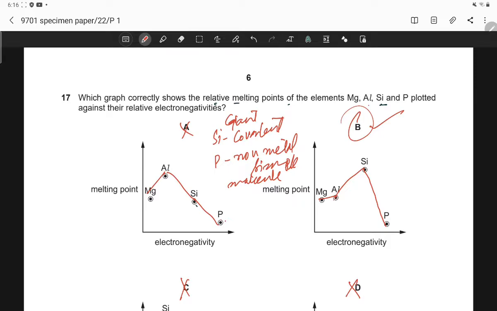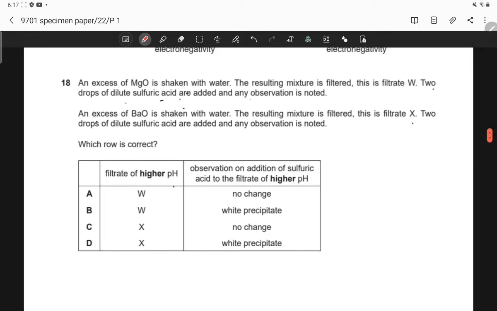aluminum is in group 3. So aluminum has a stronger metallic bond than magnesium, and silicon is a giant covalent molecule, so it has many strong covalent bonds which require high energy to break, so that's why silicon is at the top, and phosphorus is a simple molecule with strong electronegativity because electronegativity increases across a period, so this option is correct.